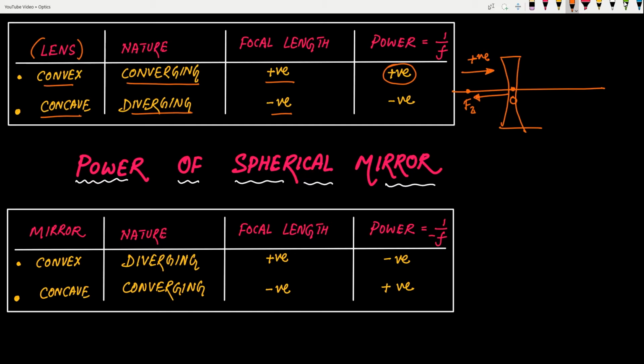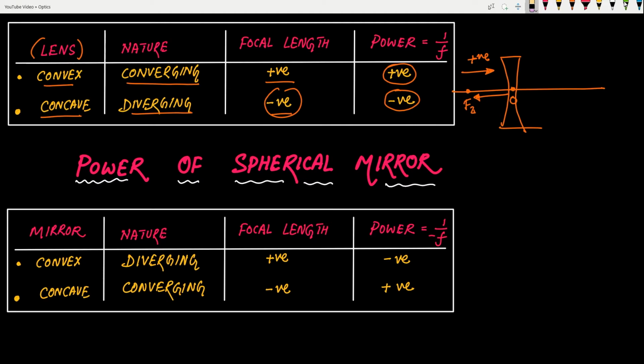Therefore focal length is taken to be negative. I hope this is clear because we are going against the direction of incident ray. So we got focal length as negative, and therefore the power is negative. And we have just seen that the ability to diverge is given by negative power. I hope this is clear. So the ability to diverge is given by negative power and the ability to converge is given by positive power.